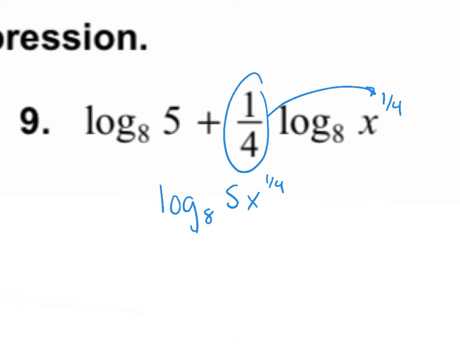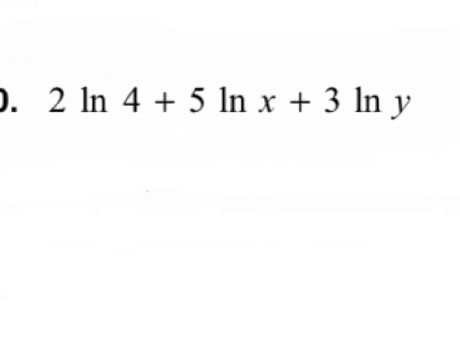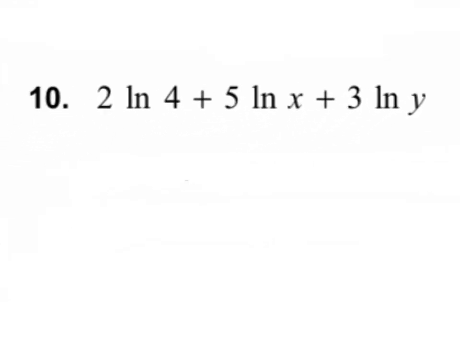Yeah, if you want to change this to log base 8 of 5 and the 4th root of x, you can do that. Same thing. Number 10, what can we do to condense this? What should we do first? Draw the exponents up top. So this is 4 squared ln of x to the fifth power and ln of y cubed.